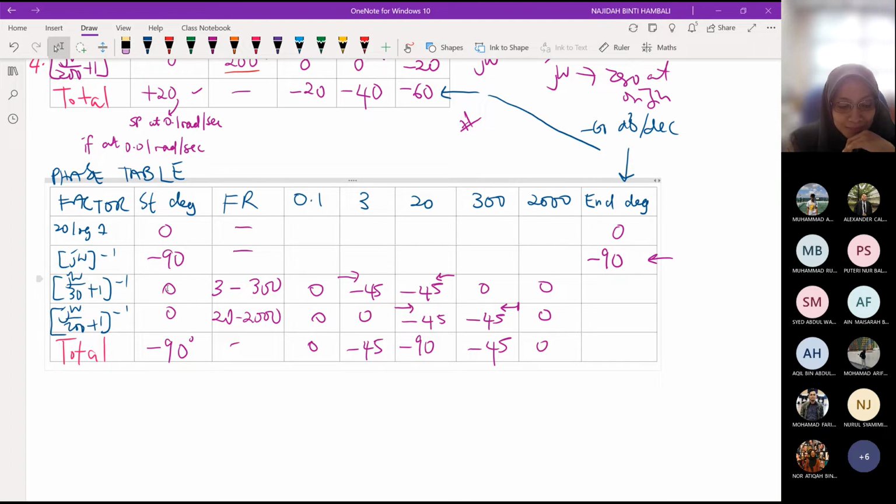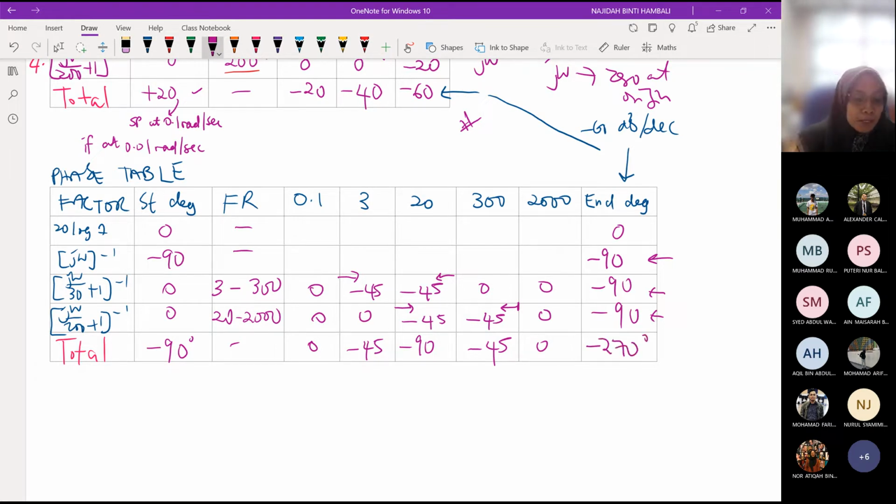Okay, next factor. Our third factor. Pole. Tadi pole at origin. Sekarang pole. Berapa dia contribute untuk ending point for phase? Pole at origin, single zero. The next one, pole. So, negative 90, negative 90, and then you sum up the ending point for this column, negative 270.